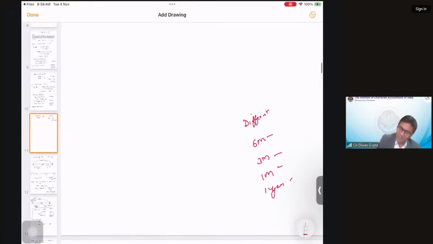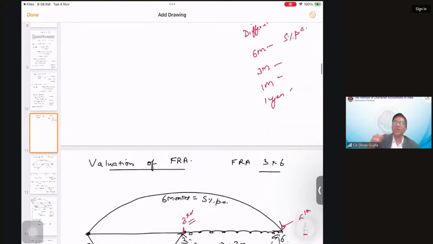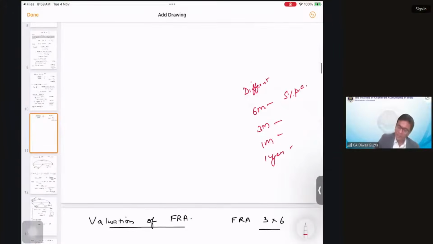For example, for 6 months, 5% per annum is quoted. If you deal in any maturity of 6 months, then 5% per annum will be applicable. If you deal in a security of 3 months maturity, then the interest rate of 4% per annum will be applicable, right? And so on and so forth for 1 month and 1 year also they would have given.